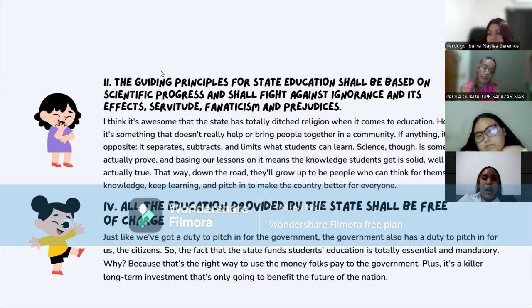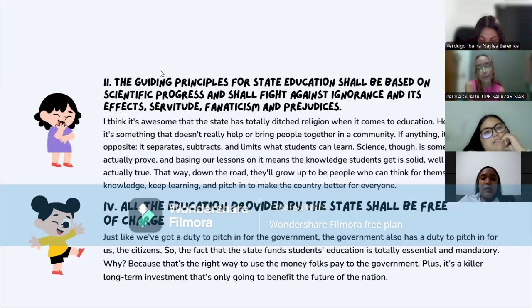Point number 4: all the education provided by the state shall be free of charge. Just like we've got a duty to pitch in for the government, the government also has a duty to pitch in for us, the citizens. So the fact that the state funds students' education is totally essential and mandatory. Why? Because that's the right way to use the money folks pay to the government. Plus, it's a great long-term investment that's only going to benefit the future of the nation.